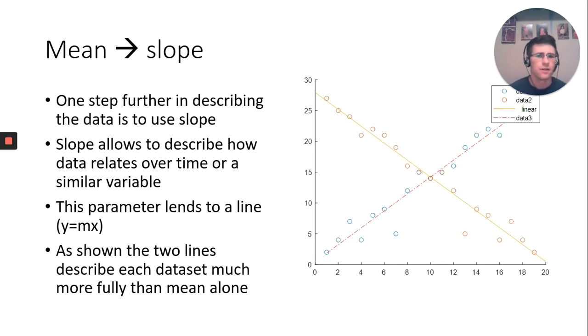So one step beyond that would be a slope. So taking the mean, well, now we'll tilt it. What if the data's shaped in a different direction? So we'll go ahead and tilt it.